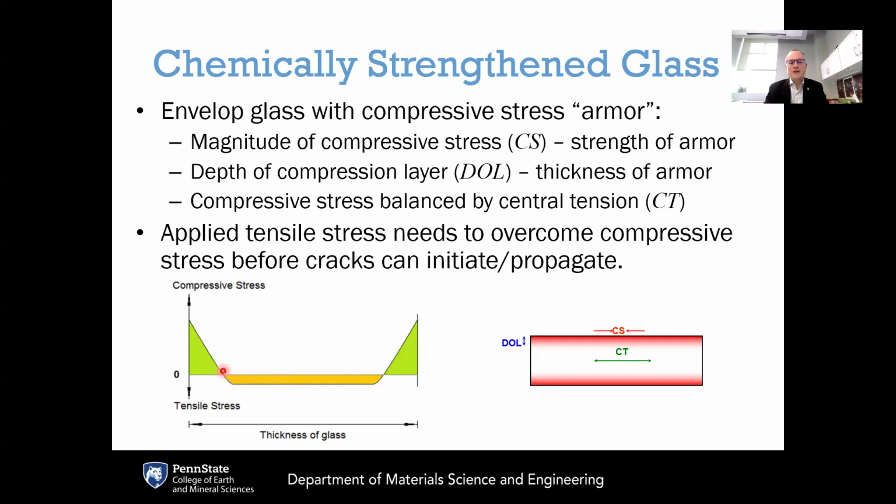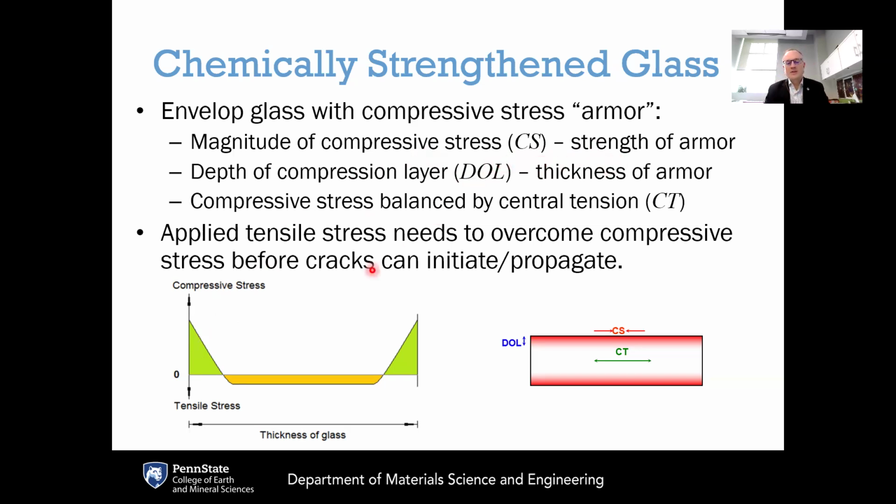That means that there is a 0 crossing point of stress on both sides, where we transition from a compressive stress regime into a tensile stress regime. That is called the depth of compression or the depth of layer, DOL. And so, as I mentioned earlier, this can be thought of as enveloping the glass with some compressive stress armor, where the key parameters are the magnitude of the compressive stress at the surface of the glass, the CS, compressive stress. This is like the strength of the armor. The depth of the compressive layer, the DOL, which is like the thickness of the armor.